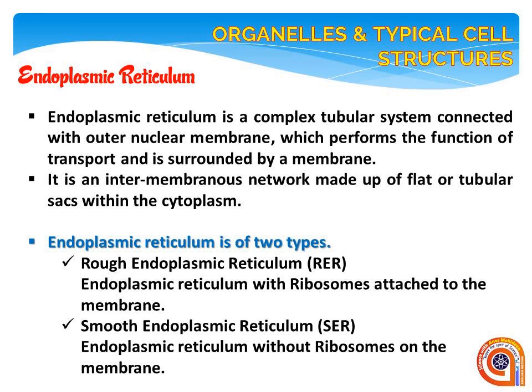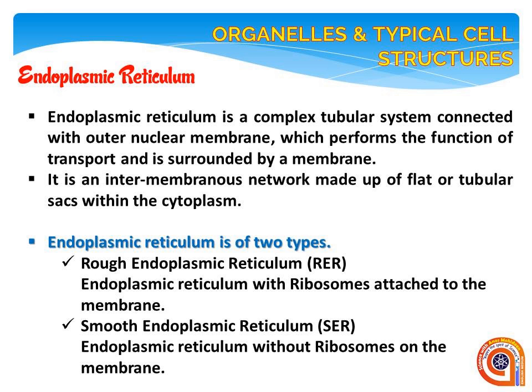Endoplasmic reticulum. The endoplasmic reticulum is a complex tubular system connected with the outer nuclear membrane which performs the function of transport and is surrounded by a membrane. This transportation is done from the cell outside to the cell inside, and within the cell structures. Okay, mainly this is connected to the nucleus. It is an intermembranous network made up of flat or tubular sacs within the cytoplasm. So inside the cytoplasm it is present, and this endoplasmic reticulum, we say intermembranous. Why? Because inside the membranes they are found. Okay, and there are two types of endoplasmic reticulum: rough endoplasmic reticulum and smooth endoplasmic reticulum.